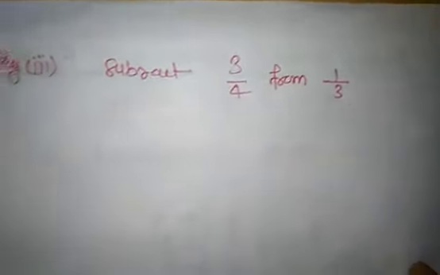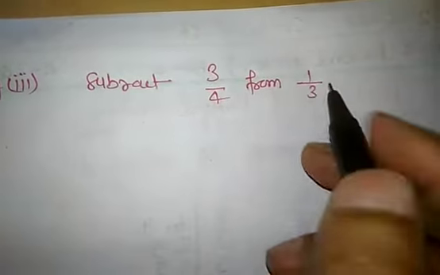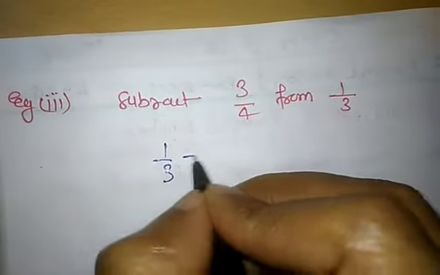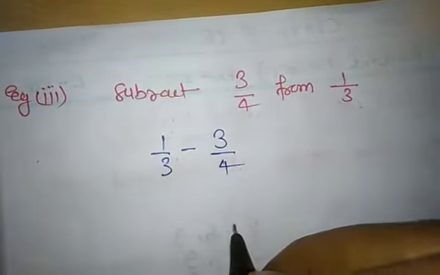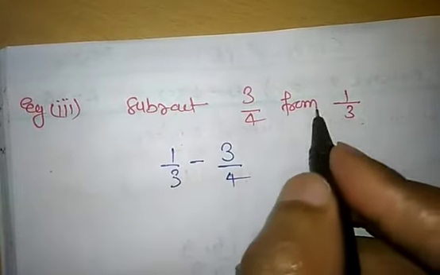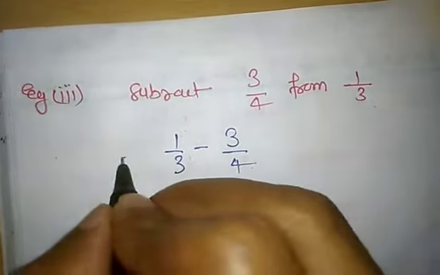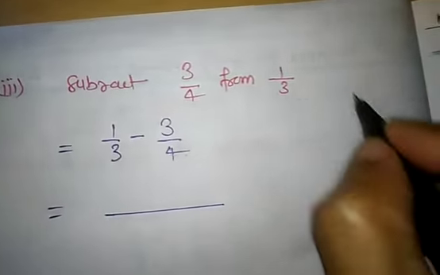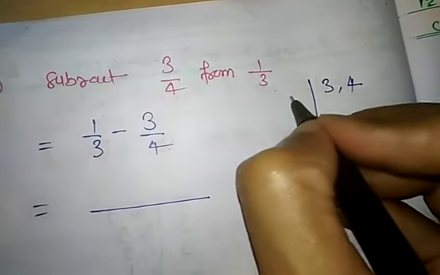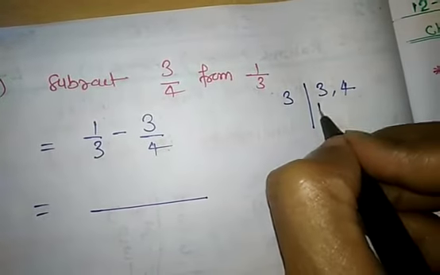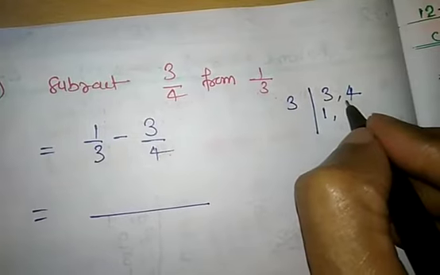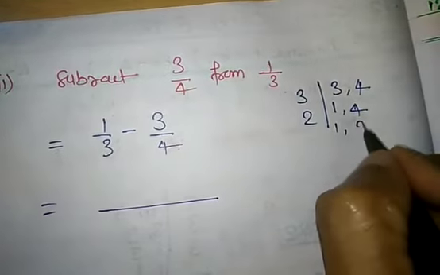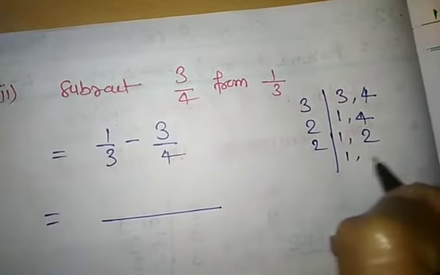Again, second type of question. Subtract 3 by 4 from 1 by 3. So first write 1 by 3 minus 3 by 4. Subtract 3 by 4 from 1 by 3. Next step, find the LCM of 3 and 4. 3 divided by 1, we get 1 and this is 4. 1 2 2 is 4, again 1.